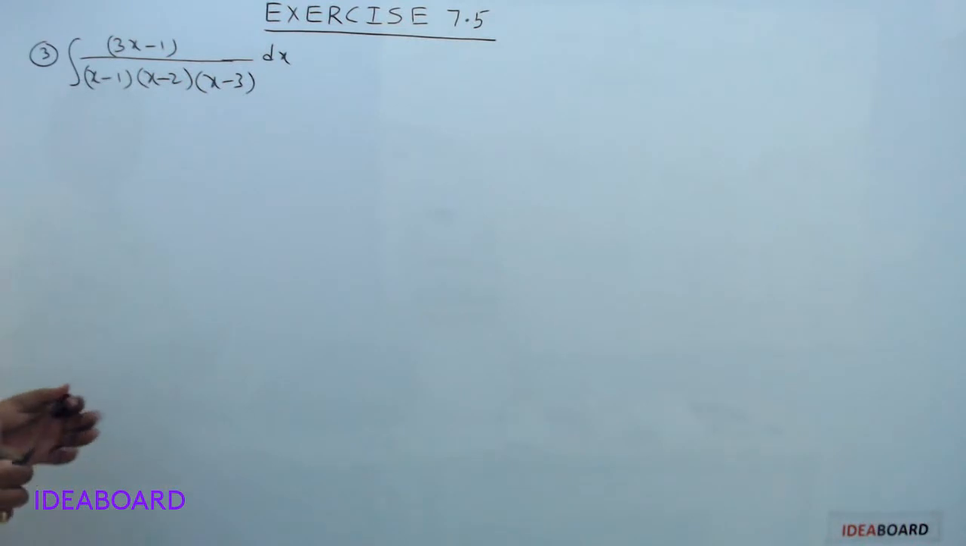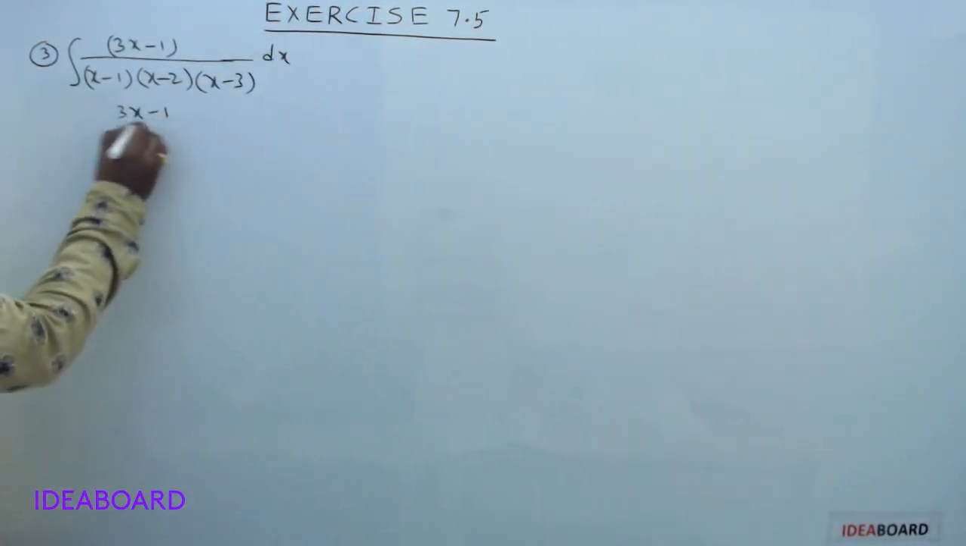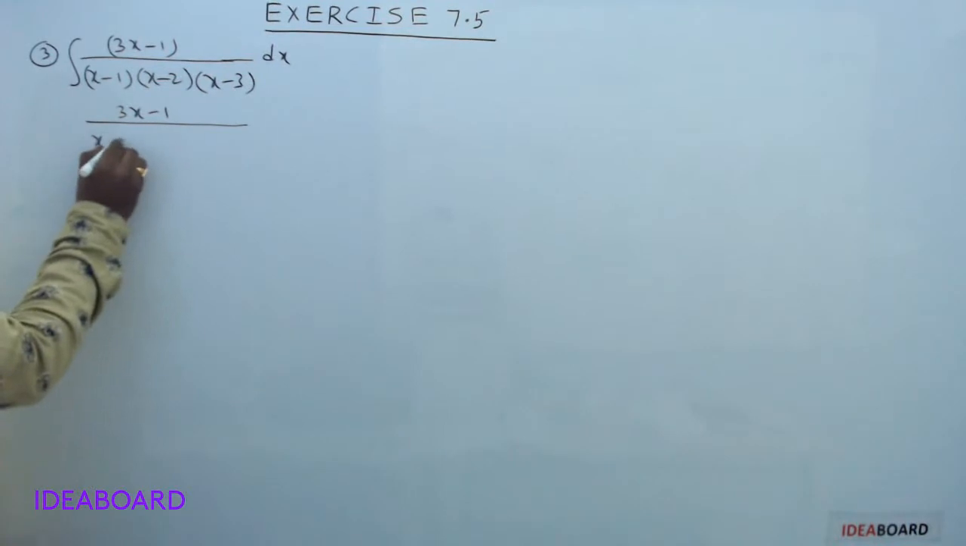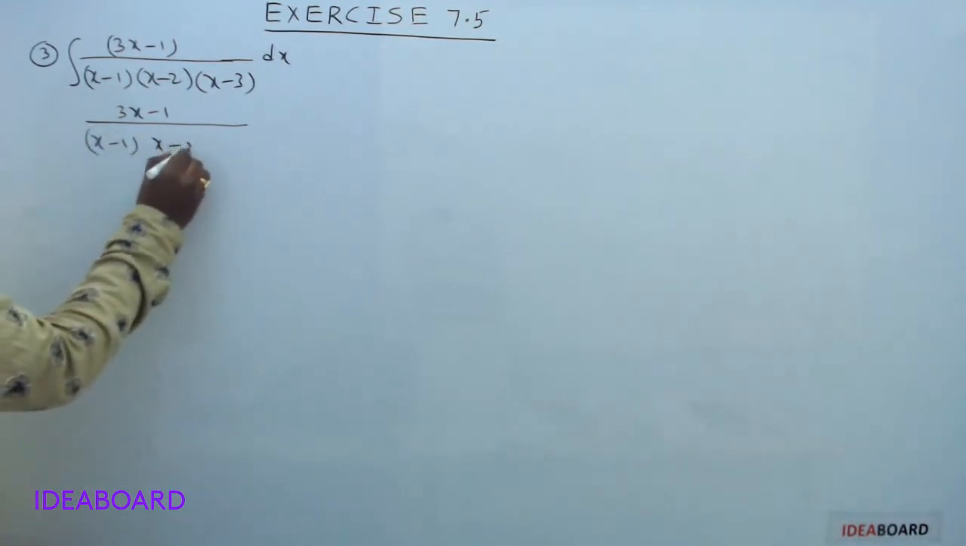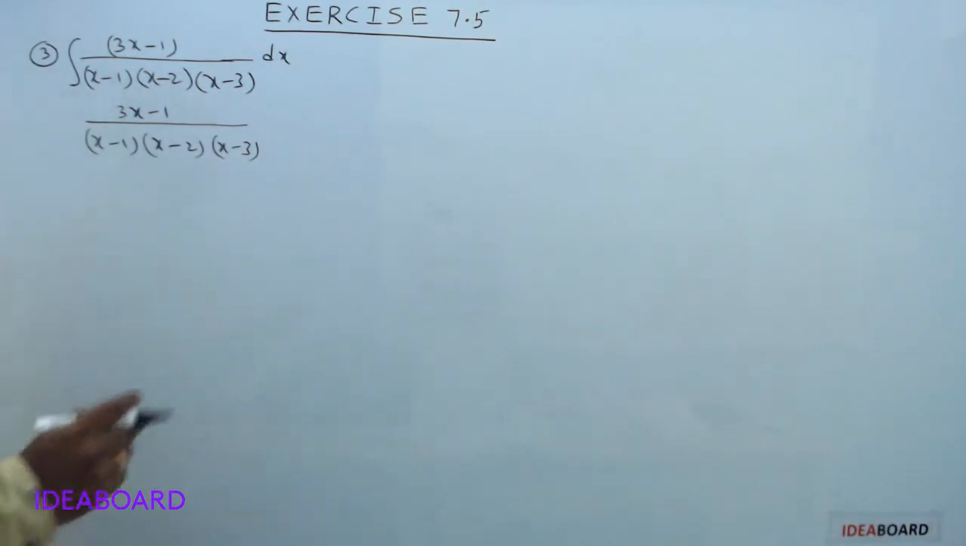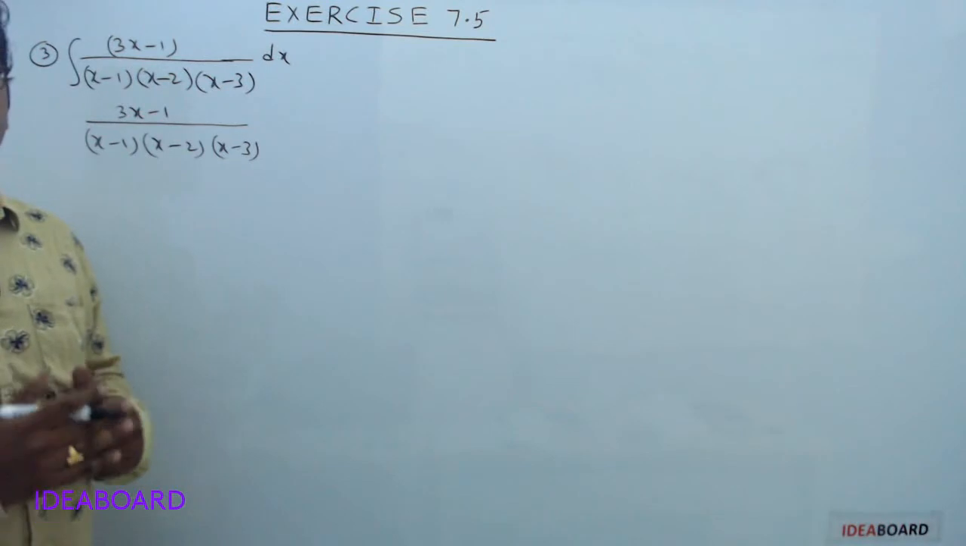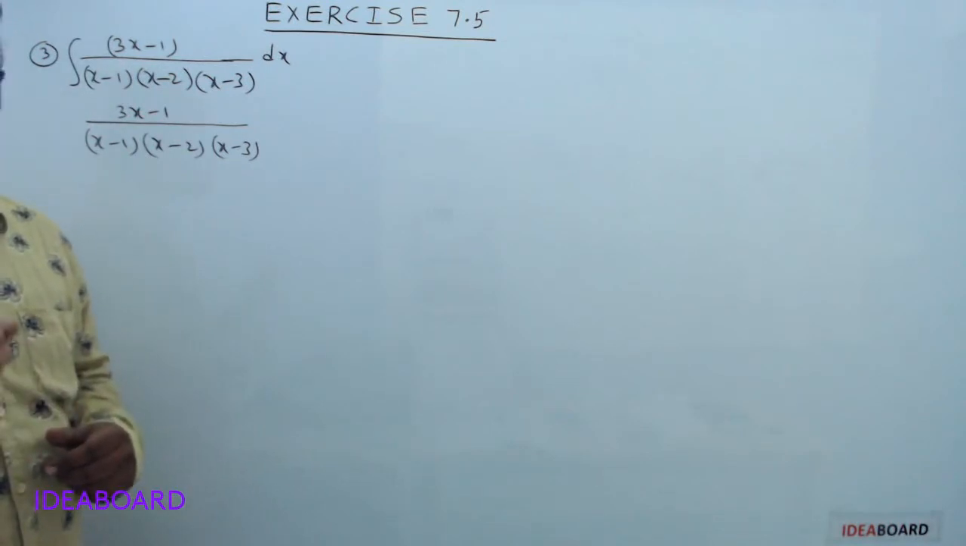Here you can solve this problem with the help of the partial fractions concept. Now take this integrand separately: (3x minus 1) divided by (x minus 1)(x minus 2)(x minus 3). First you have to verify whether this fraction belongs to type 1 partial fractions or not.